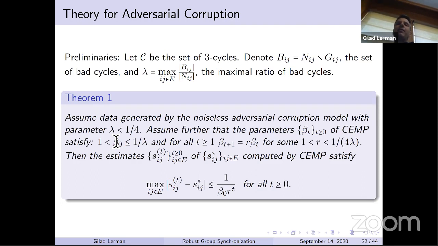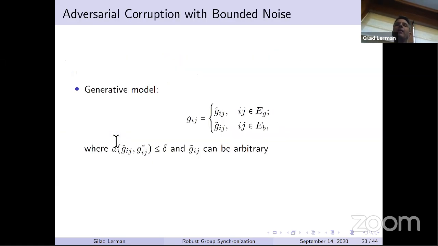So let me first say something very quickly about the noisy case. We can change our model. We leave it adversarial for the bad edges, but now for the good edges, instead of having the exact ground truth group ratios, we add noise to them. We have some theory for Gaussian noise, but let's talk here about the theory for bounded noise. So we have a certain parameter delta, such that the distance between the noisy version and the ground truth one is less than delta.